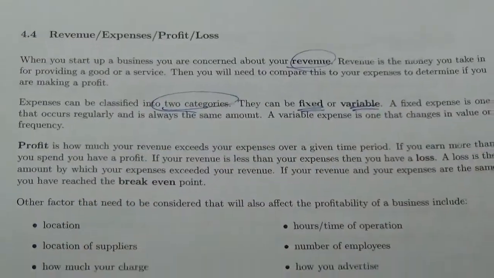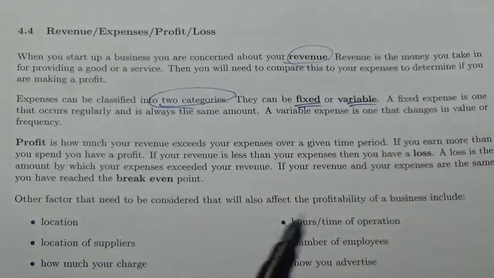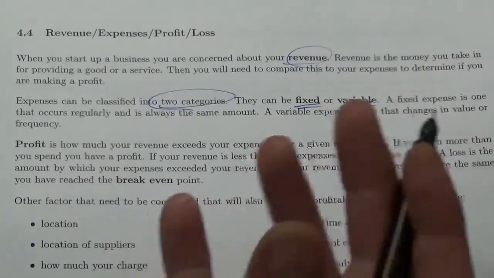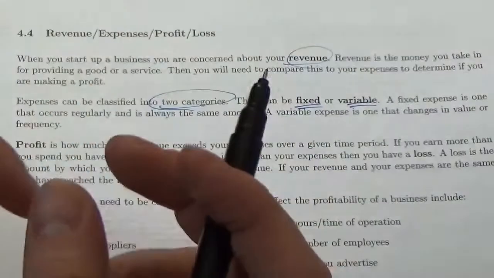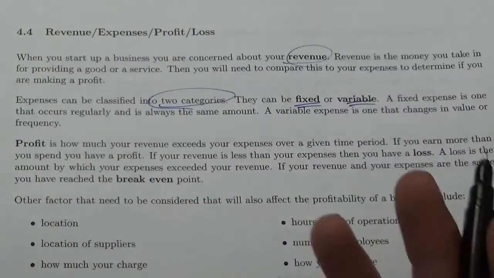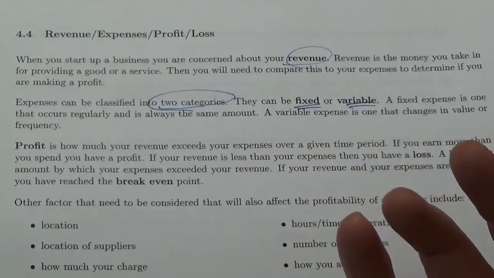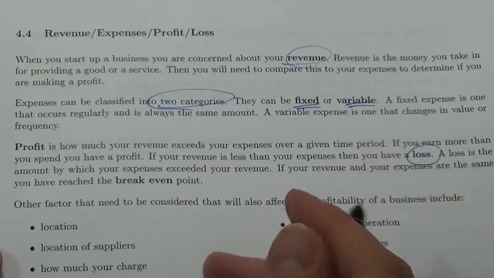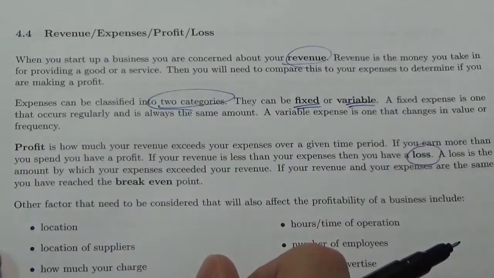Now, profit is going to be the difference between the revenue and the expenses. So I take how much revenue I've got, how much money came in, subtract my expenses, and whatever is left over, that's my profit. Now there are a few different scenarios here. I can have a positive profit, which means I made money, or I can have a loss, which means I have negative. In other words, more money went out because of expenses than came in due to revenue.